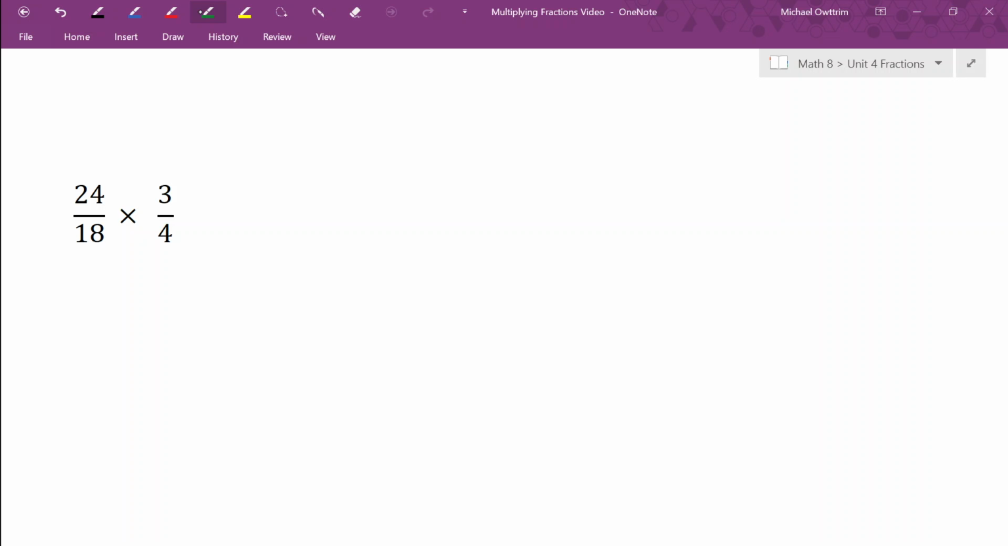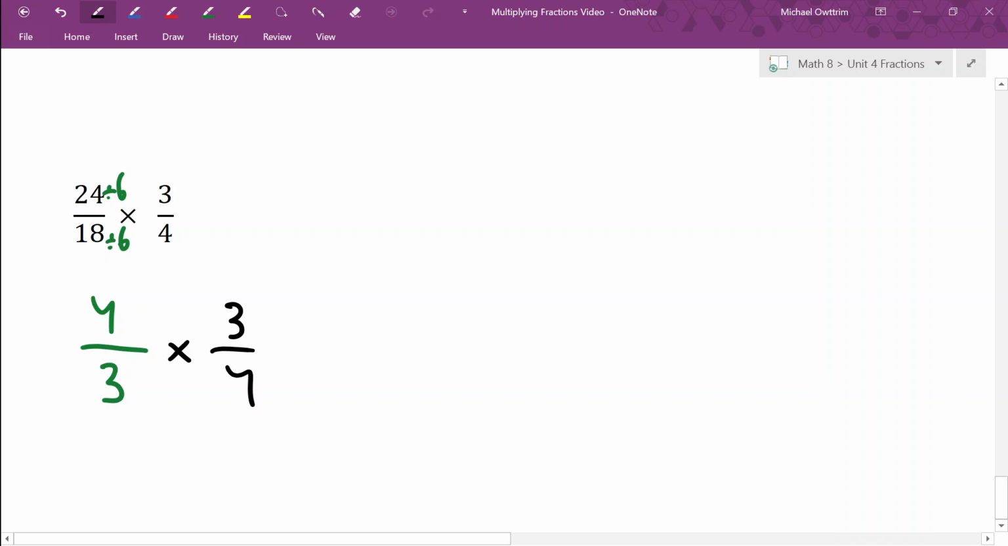If I look at 24 and 18, you could simplify this in more steps than this, but both of those are able to be divided by 6. So if I simplify that fraction, I'd have 24 divided by 6 is 4 on top, and 18 divided by 6 is 3 on the bottom. And I'm going to multiply that by my other fraction, which was 3 out of 4.